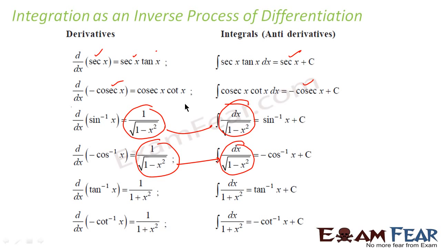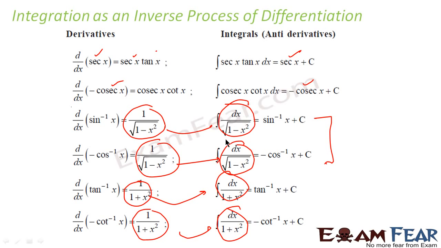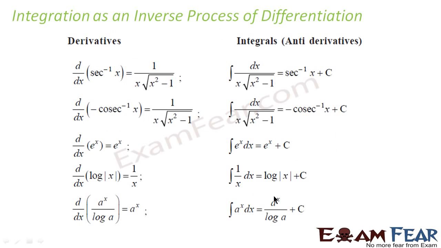Similarly, for tan inverse x, d by dx is 1 by 1 plus x square, and the other way around is also true. And minus cot inverse x is also 1 by 1 plus x square, and the other way around is also true. Please note here, when you integrate 1 by root 1 minus x square, you can write either sine inverse x or minus cos inverse x. In this case, when you integrate 1 by 1 plus x square, you can write tan inverse x or minus cot inverse x. We'll have more examples for integration as the process of inverse differentiation.